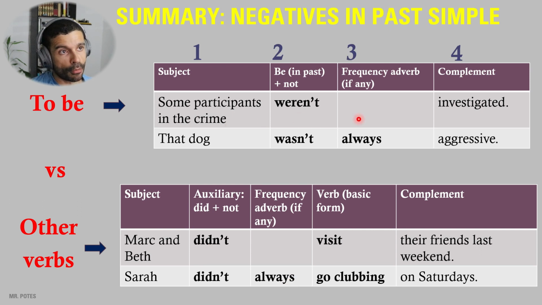We have 4 components, including the frequency adverb when we use the verb to be for negatives in past, versus 5 components when we use other verbs. Why? Because when we use other verbs different to the verb to be, we have an extra word, which is the auxiliary did. That's why. So we have the main verb and an auxiliary. Here we just have the verb to be, which also functions as an auxiliary.